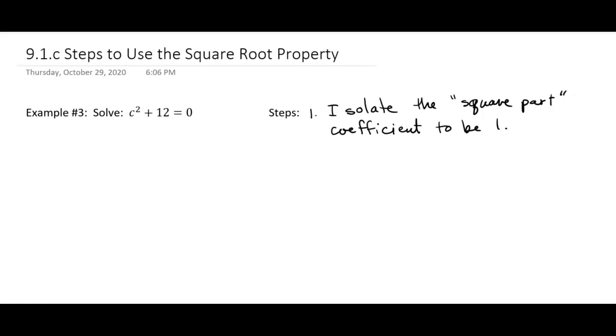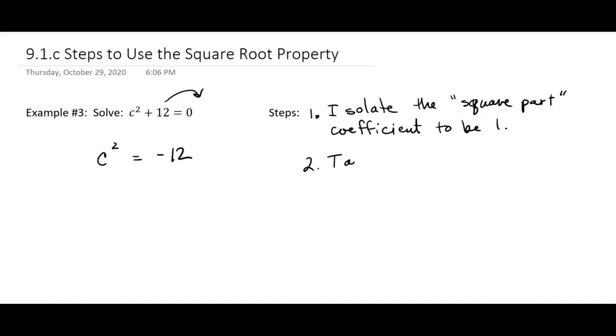Okay. So here we have c squared plus 12 equals 0. So to isolate the c squared, we're going to put the 12 on the other side. That's going to give us c squared equals negative 12. Okay? All right. Step 2.